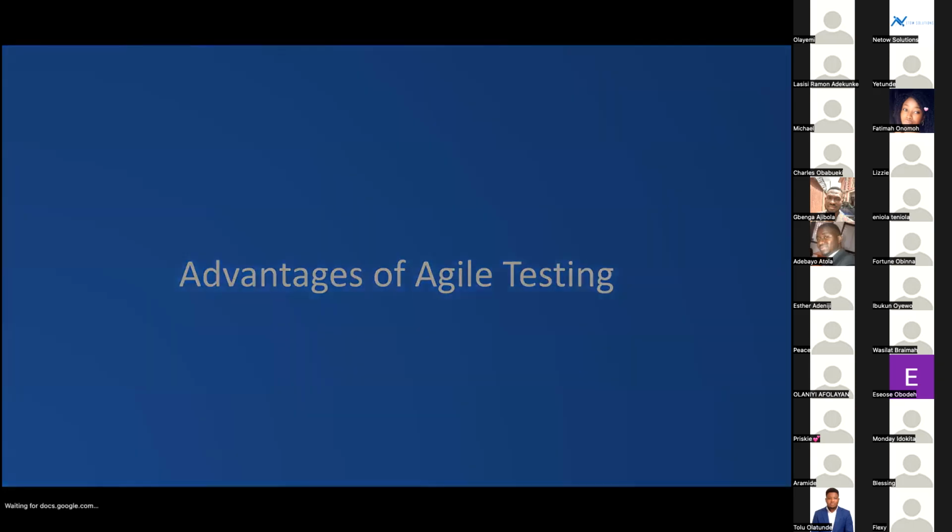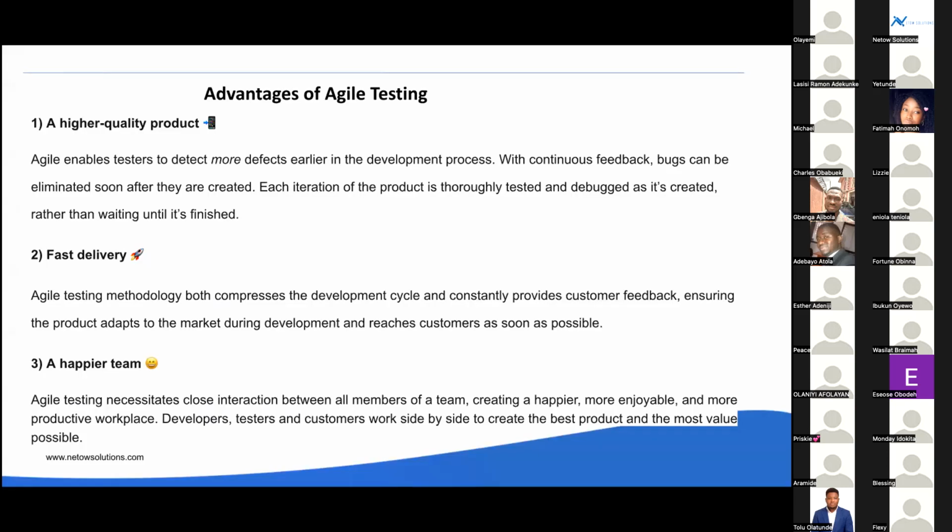Okay, let's look at the advantages of Agile testing. I have 3 advantages here. There can actually be more, but these are the important parts that I highlighted. The first advantage is that with Agile testing, a higher quality product is built, because Agile enables testers to detect bugs earlier in the development lifecycle, and with continuous feedback, these bugs can be fixed and eliminated.